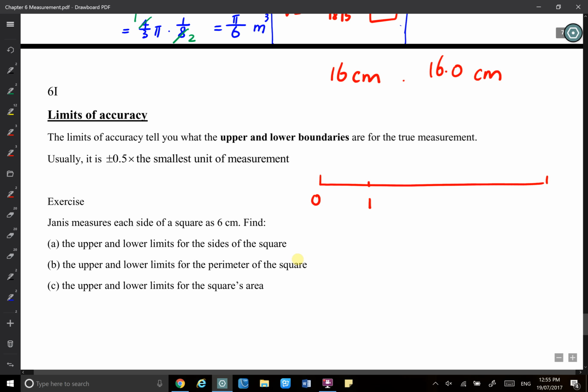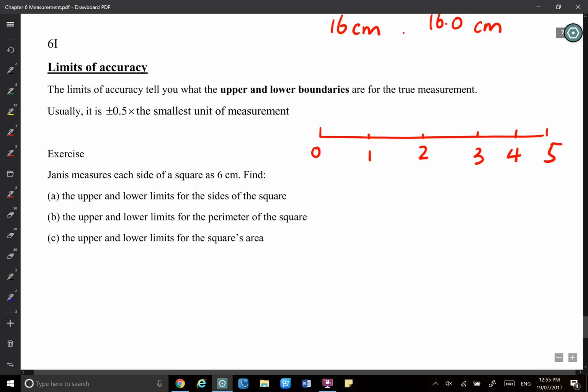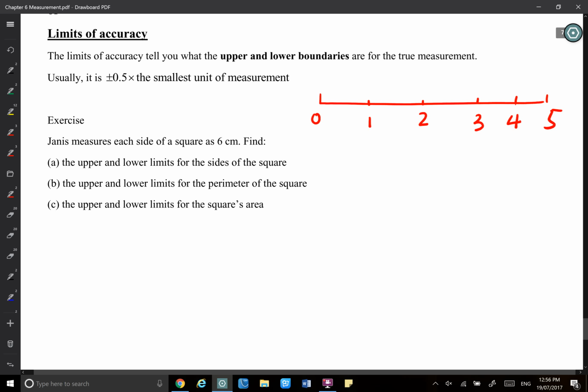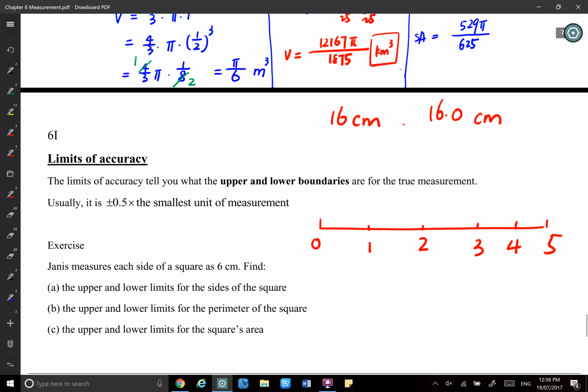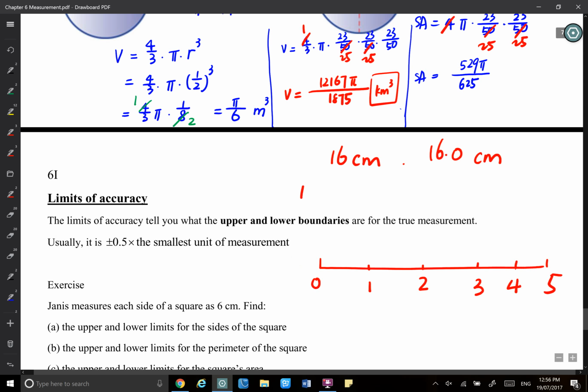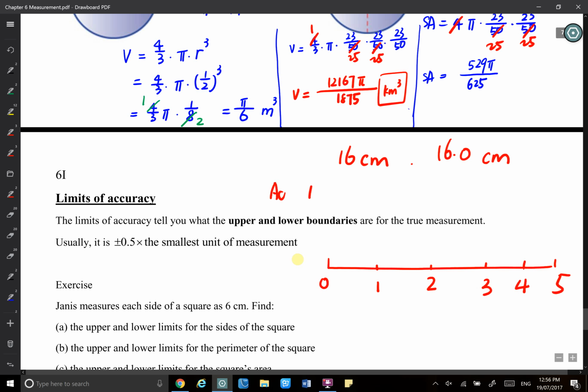0, 1, 2, 3, 4, 5. I know it's not even, but your ruler will look like that. You can only measure centimeters. So what will happen is, if you have something whose actual length is 16.1 centimeters, you will say 16 centimeters because you can't see the 0.1.